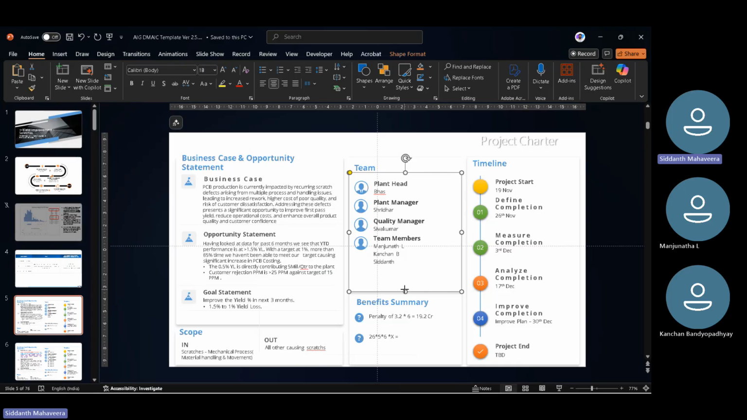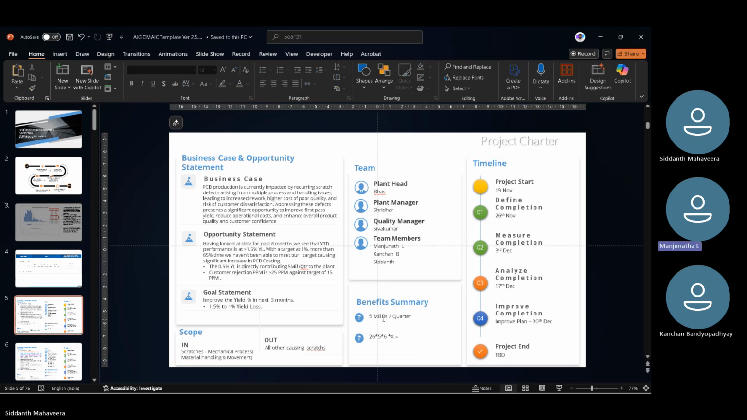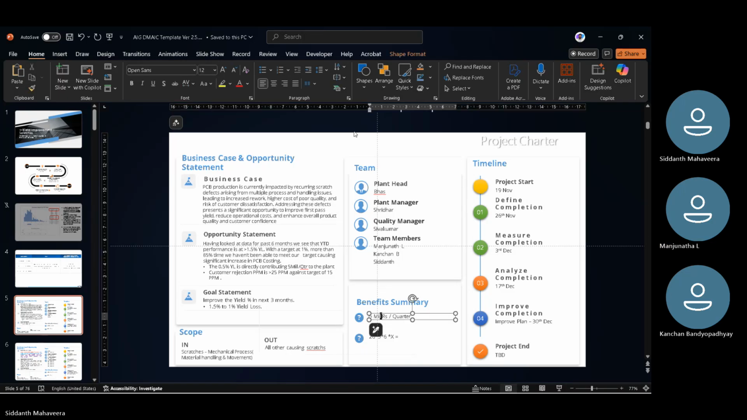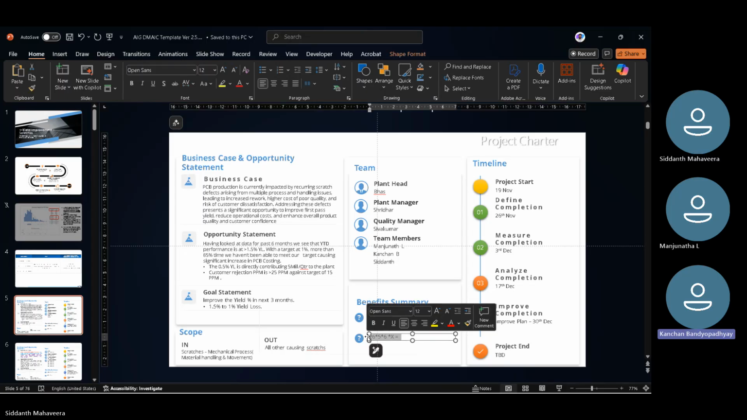So next is the benefits. You already quoted it. How much quarterly? 5 million. Yeah, 5 million quarterly. So it's a quarterly benefit of 5 million. 5 million rupees per quarter. Any other benefits? Can I mention it?